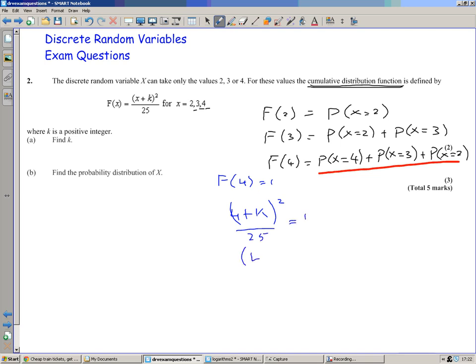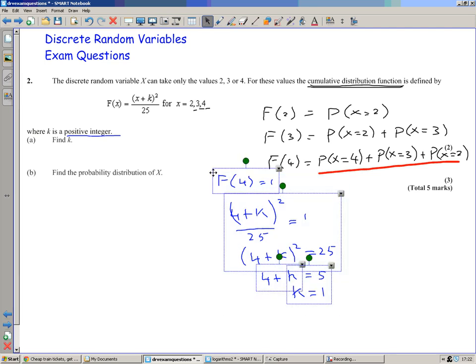And from here on it's going through the motions with our algebra till we get our value of k. It is okay to take the square root here because k has to be positive. In this case, it tells us that k is positive, so it's okay to take the positive square root of 25, because a negative square root of 25 will give us a negative value of k, which we're told isn't possible. So k equals 1. That's our 2 marks for the first question.